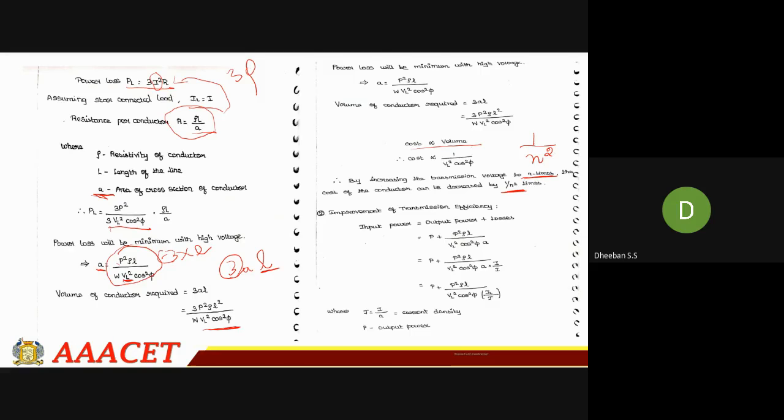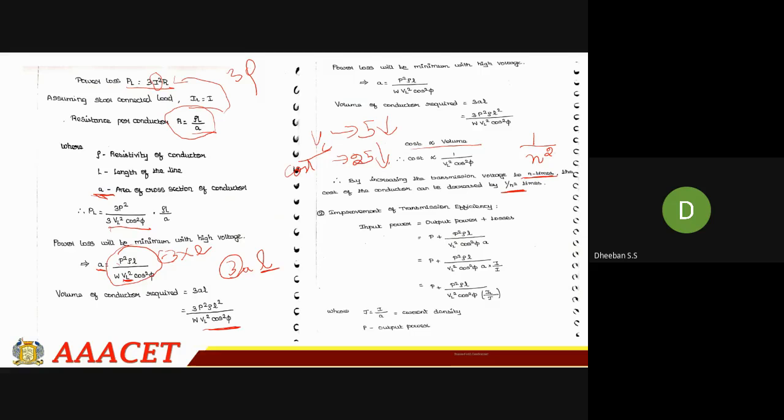If you are decreasing the line voltage VL by 5 times, your cost decreases by 25 times. This is the main thing you can infer from here. The second one is improvement of transmission efficiency. So how is your transmission efficiency improved?